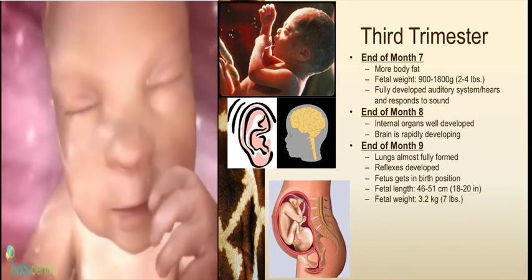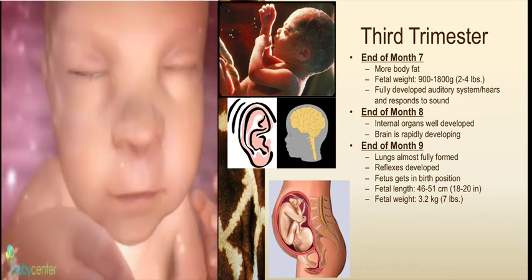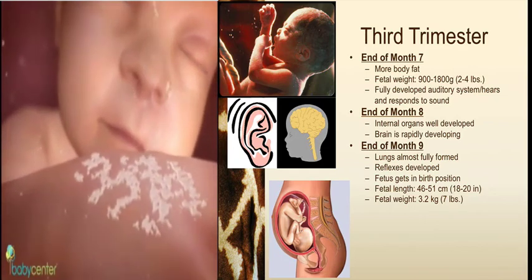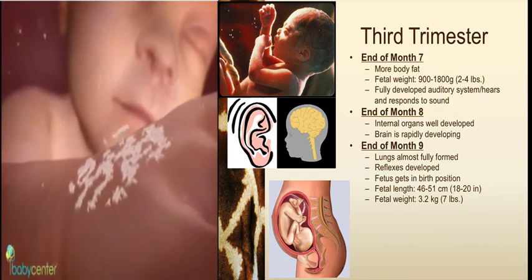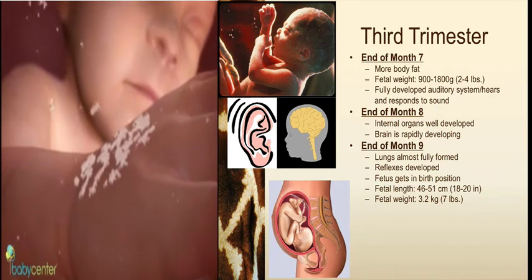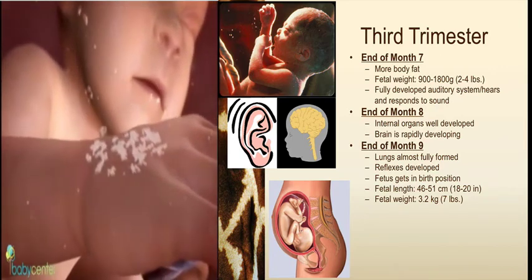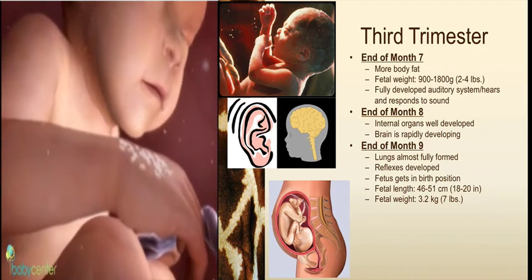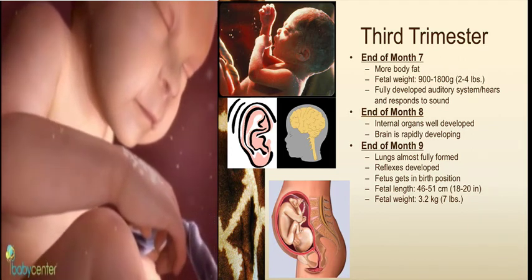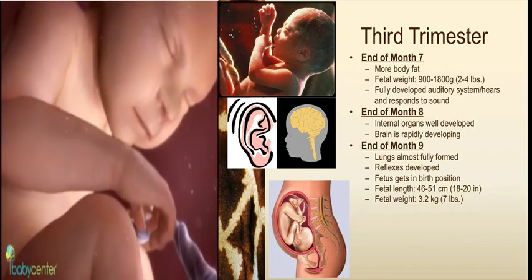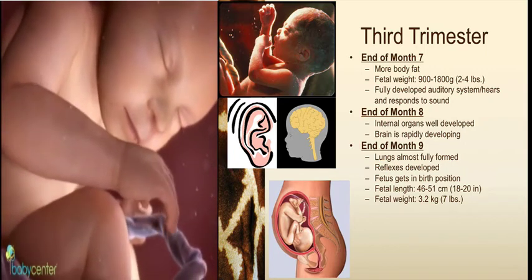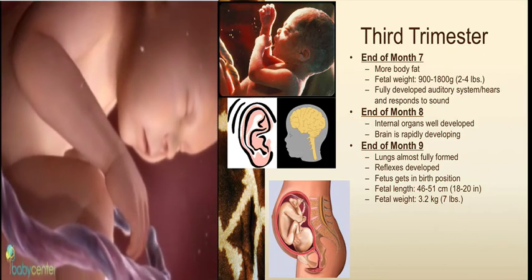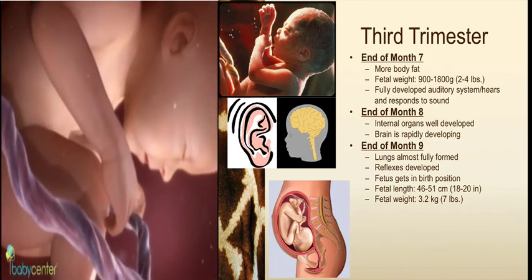By the end of month 9, the lungs are almost fully developed. Its reflexes are going to start to develop, so it will actually respond to touches from the outside. And the fetus will actually start to turn into the birthing position, which means it'll end up being head down, so it's going to be prepared to be pushed out of the birth canal. At this point, the length of our fetus is going to be in a range of 18 to 21 inches, and it's actually going to have a fetal weight of around 6 to 7 pounds, depending on how healthy it is.